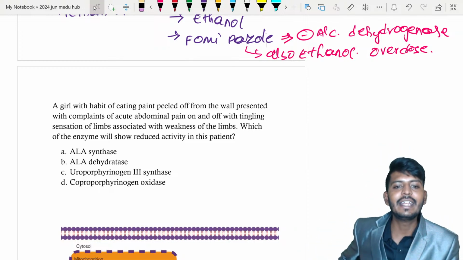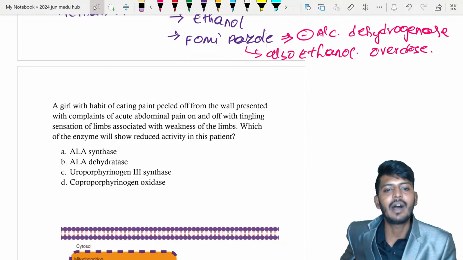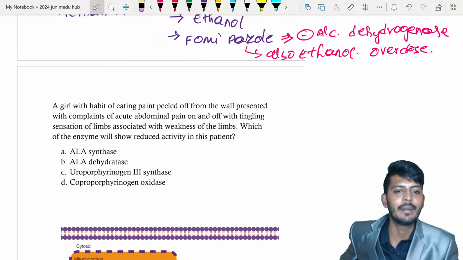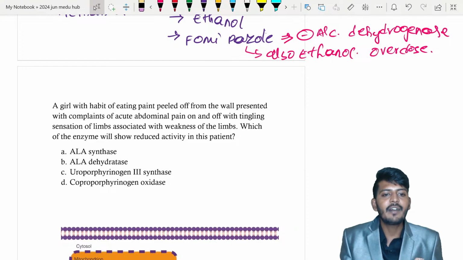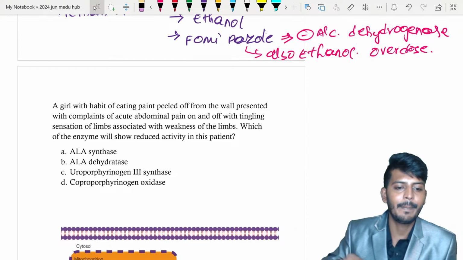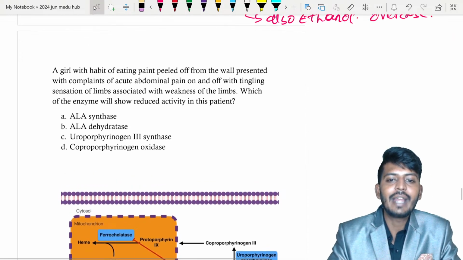A girl with a habit of eating paint peeled off from the wall presented with complaints of acute abdominal pain, on and off, and a tingling sensation of the limbs, associated with weakness of the limbs. Which of the following enzymes will show reduced activity in the patient?